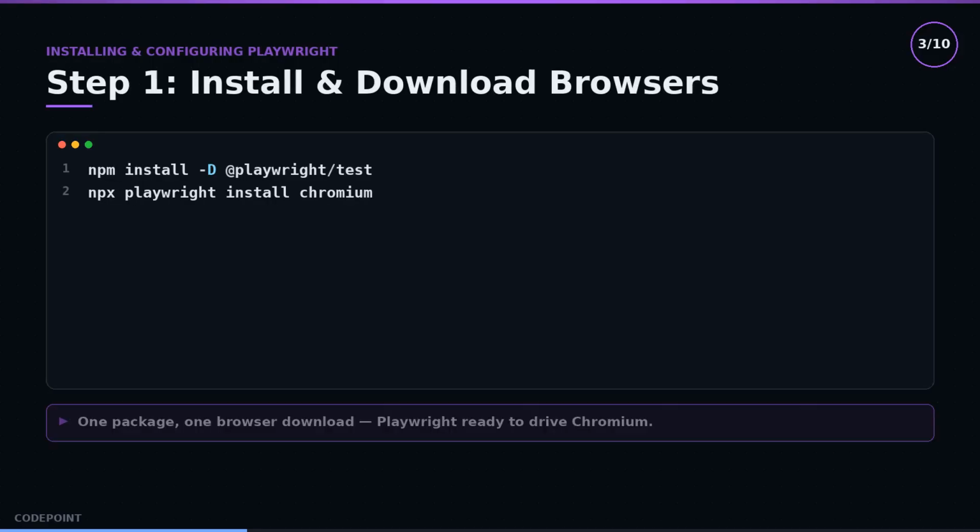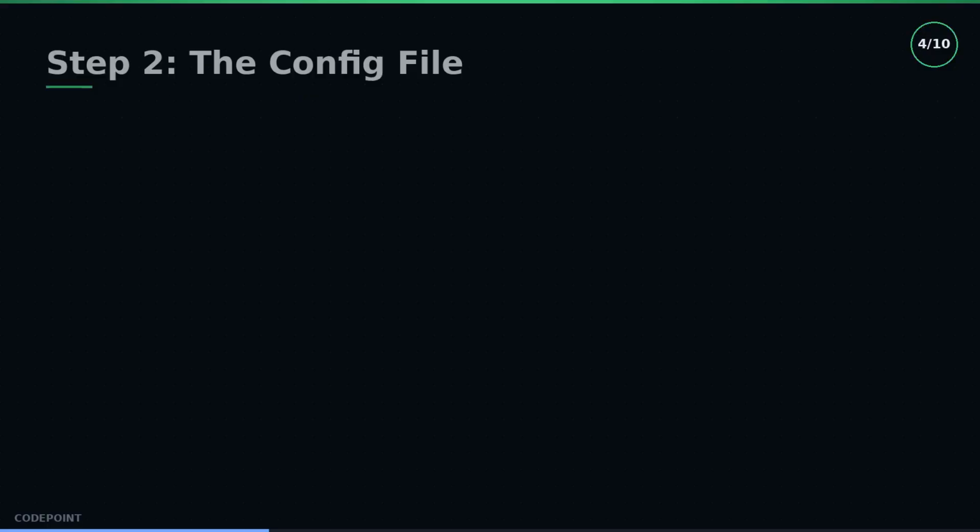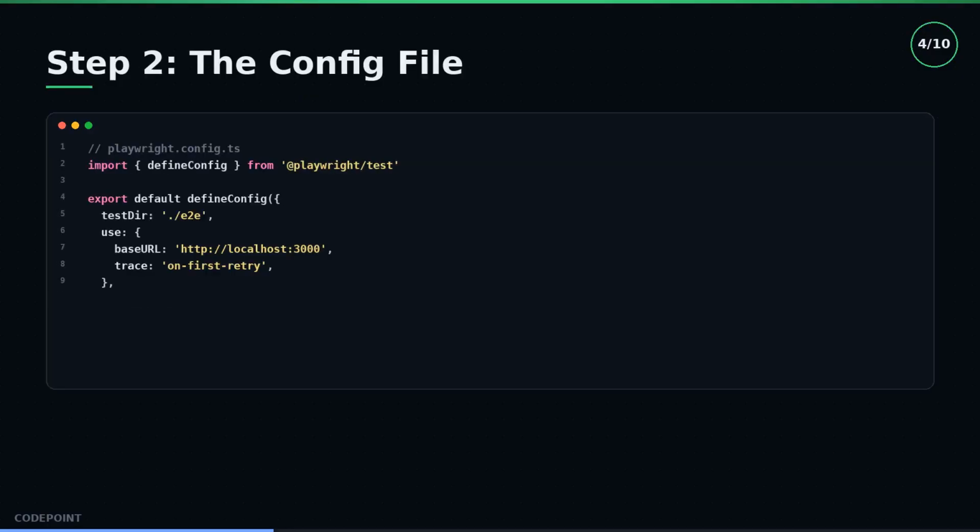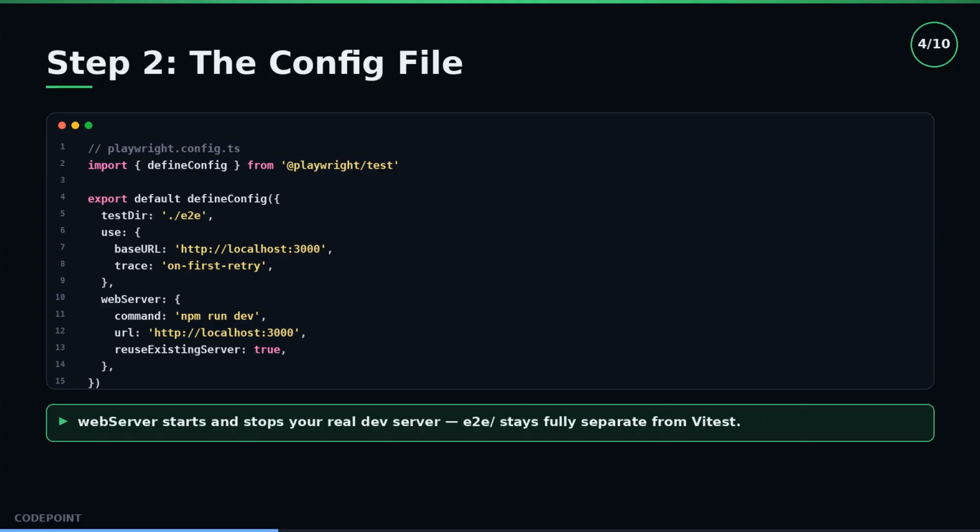Installing and configuring Playwright. Step 1. Install and download browsers. npm install -D @playwright/test, npx playwright install chromium. Step 2. The config file. playwright.config.ts, import defineConfig from @playwright/test, export default defineConfig, testDir ./e2e, use, baseURL http://localhost:3000, trace on-first-retry. webServer, command npm run dev, URL http://localhost:3000, reuseExistingServer true.